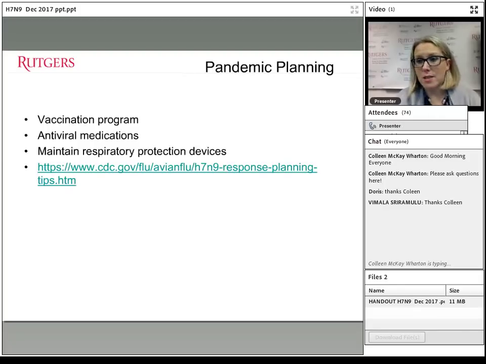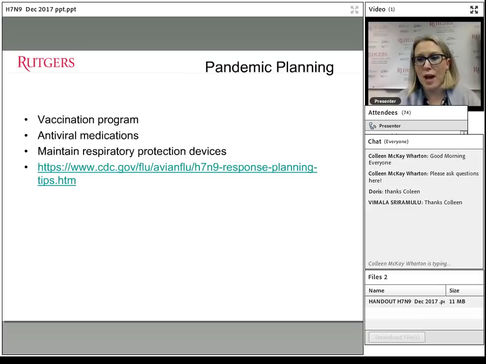The CDC website also has a lot of information on pandemic planning. The most important thing is that with avian influenza, they still do talk about making sure you have a vaccination program in place and making sure you have adequate supply of vaccination. Again, just to make sure that people decrease the likelihood of being infected with a human influenza strain to prevent any kind of cross-mixing of these viruses.